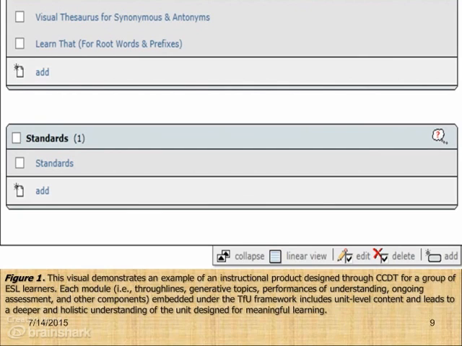This visual clearly demonstrates an example of an instructional product designed through CCDT for a group of adult ESL learners in this academic preparation course, while each module, from through lines to generative topics to performances of understanding to ongoing assessments and to other components like the blank pages or the resources that I myself had additionally included under the content, embedded under the TFU framework, includes unit-level content and leads to a deeper and a holistic understanding of the unit designed for meaningful learning.